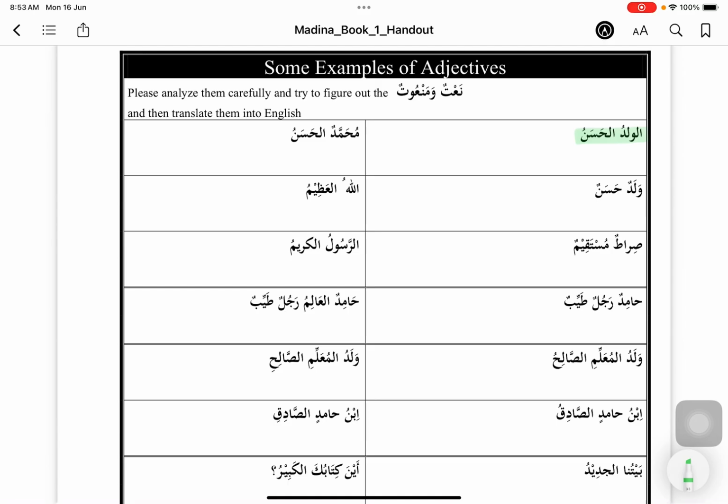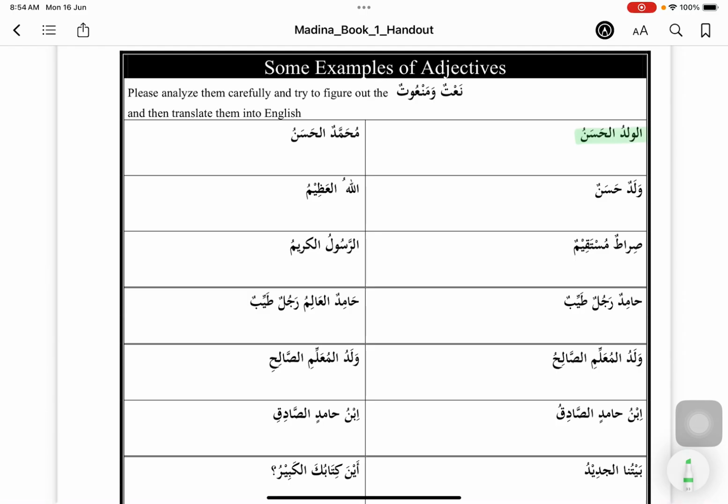That means we need something else after that to complete the sentence. The good boy is a phrase, it's not a sentence. And you see al-waladu and al-hasanu match. Both are definite, al and al. Both have dhamma at the end. Both are male. Both are singular. These four things: the gender, the number, the case ending, and the definite and indefinite. These four things must match.